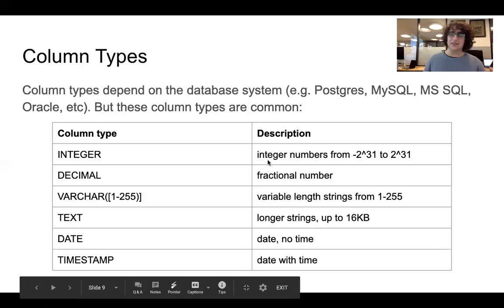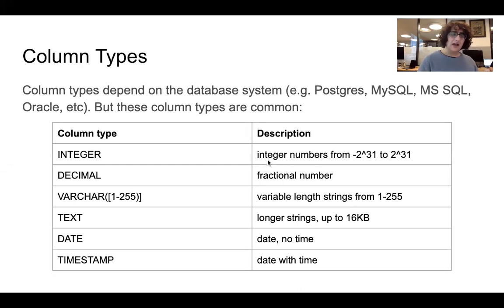Some of the column types that you'll typically see vary from system to system. SQL is actually used by several different management systems, including Postgres, MySQL, MS SQL, and Oracle. But the most common ones you'll see are integers, and decimals, which you should know. You can do varchar 1 through 255, so any number between 1 and 255. Oh right, that's the question Kevin was asking: did it have to be 255 or could you use lower ones? And you can use lower ones.